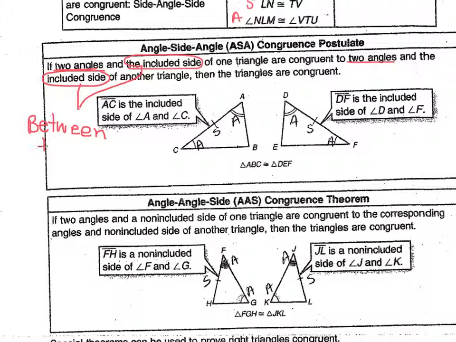Between the 2 angles. So in parentheses, I'm going to put here, touching. That side is touching both angles. Okay, put that in parentheses. That way you know that when it's angle, side, angle, it's because that side is touching both angles. It's like holding on to the 2 angles. Okay, and it has to be like that.